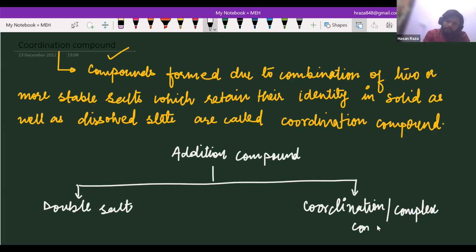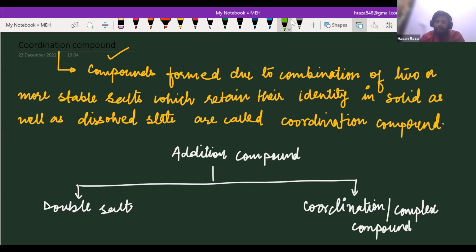Complex compound. So it's very easy, basically. What I want to say is that whenever two or more stable salts combine, they form a compound that is called an addition compound, and these addition compounds are of two types: double salt and coordination compound or complex compound. So what is double salt and coordination compound?